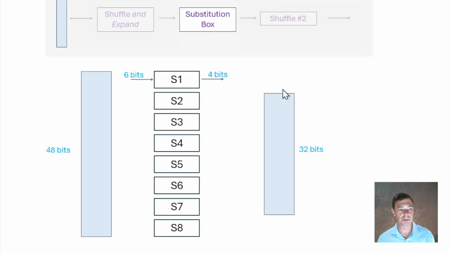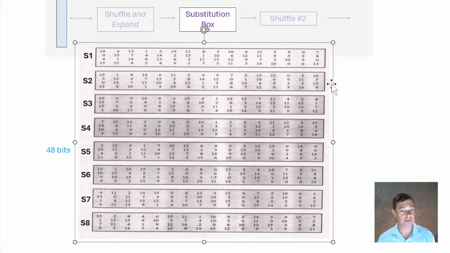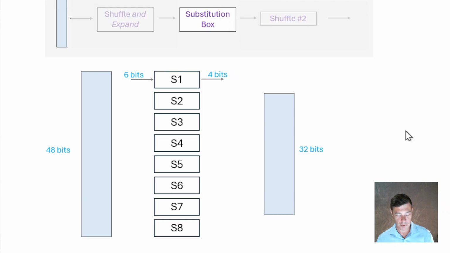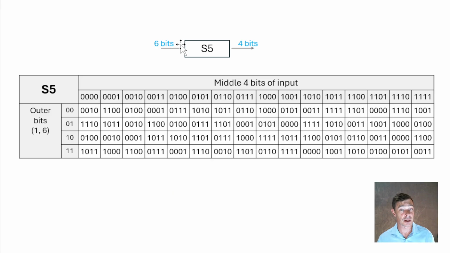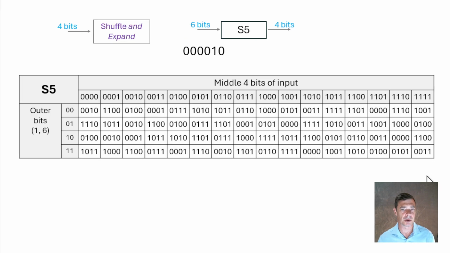And to the substitution box, DES uses 8 of these boxes. You can find the definitions of them in the DES protocol. And I just picked box 5 for us to take a close look at as our example. And this is a close-up of box 5. And we have our 6 bits coming in and 4 bits that are going out. And it is one of these 4-bit series that will be our output.